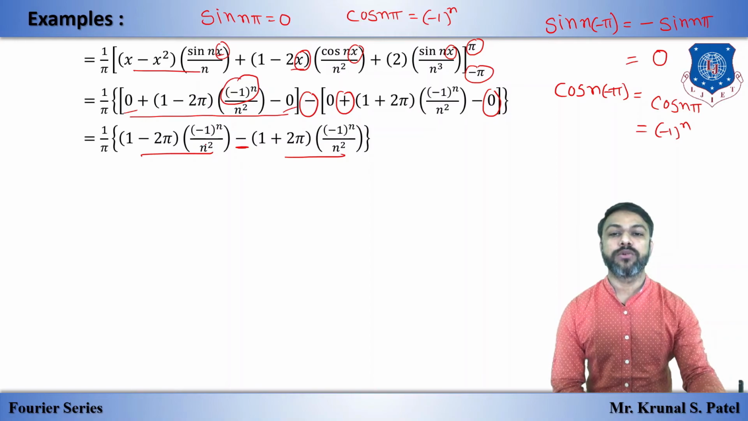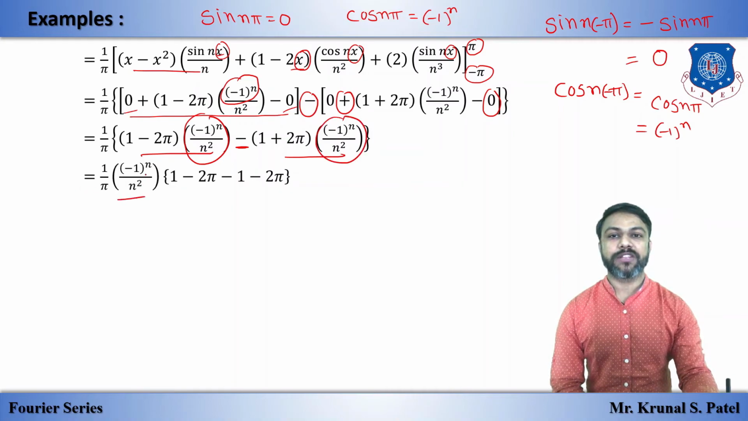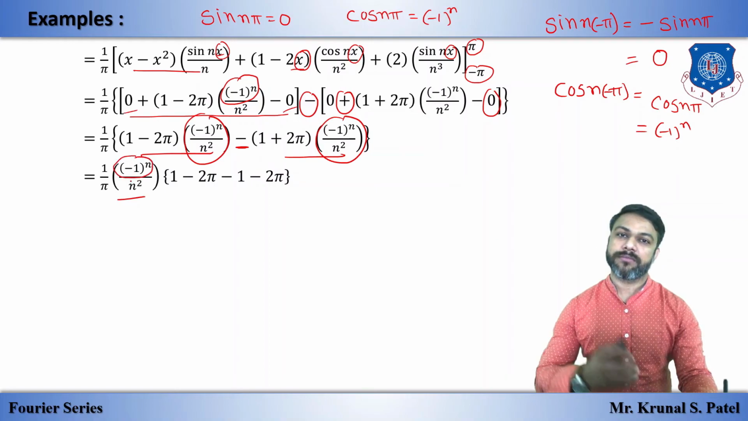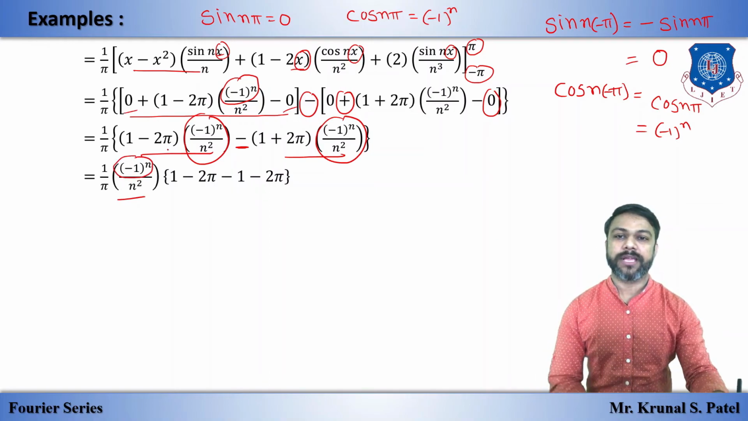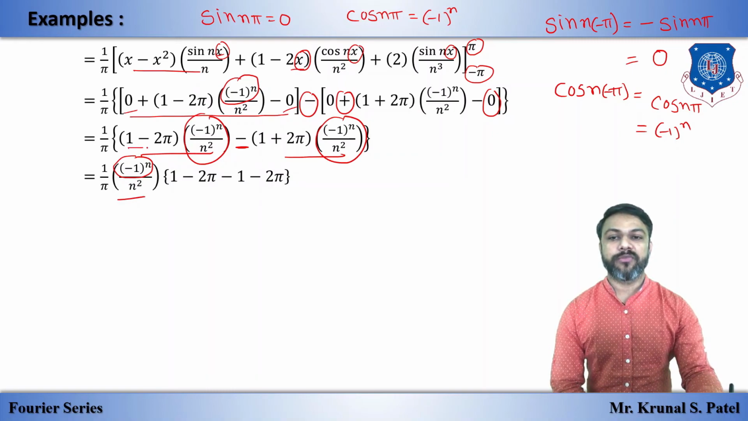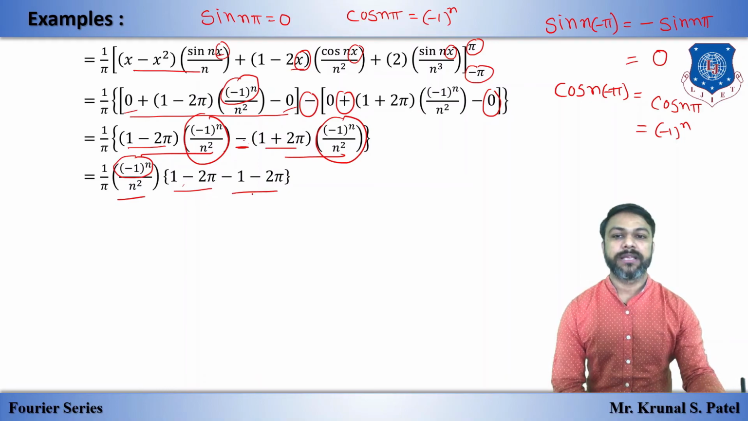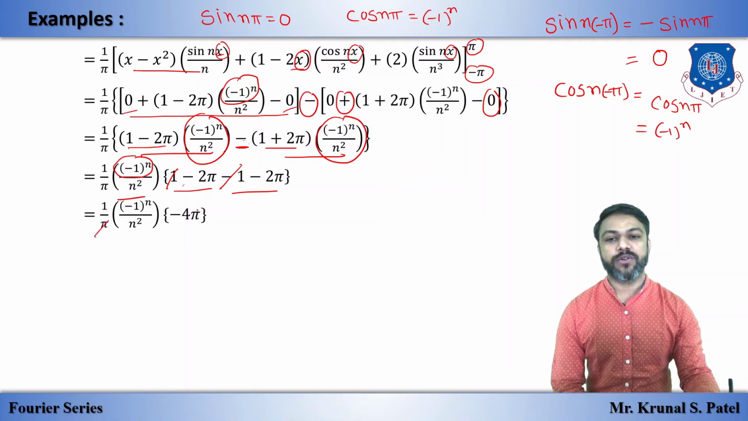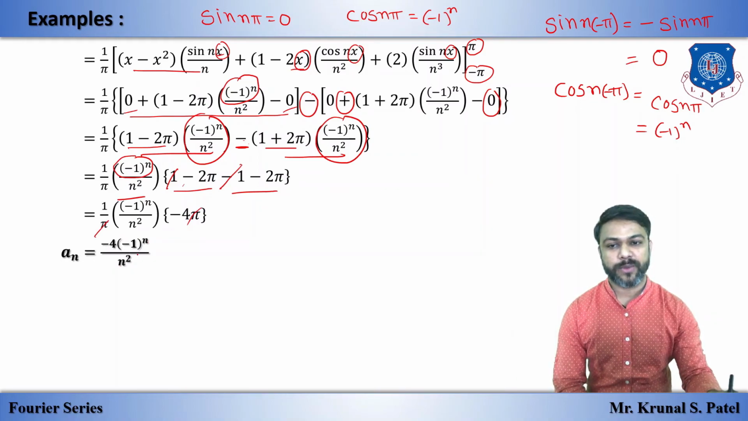Now we can take this term common: 1 by pi and minus 1 raised to n by n square. We take minus 1 raised to n as it is throughout the example. Now the remaining terms are 1 minus 2 pi and minus of these two, so minus 1 plus 2 pi. Cancelling this 1 and minus 1, we have minus 2 pi minus 2 pi is minus 4 pi. Cancel out pi, and we have the final answer: minus 4 into minus 1 raised to n by n square.